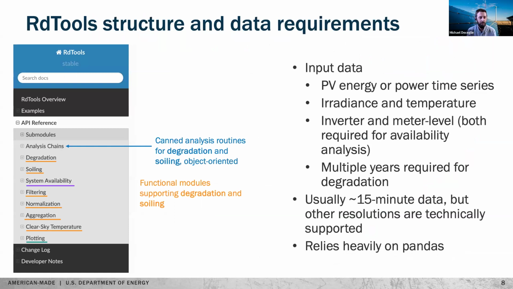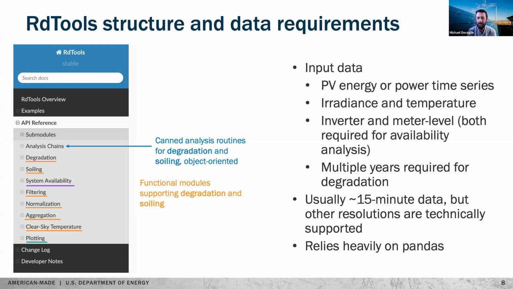A little bit about the structure of RD Tools. This is a screenshot from our Read the Docs. So you can see here, if you look at the submodule layout on the left-hand side, the part that I'll be talking about is the analysis chains module. This provides an object-oriented interface to deploy the entire degradation analysis and the entire soiling analysis. Everything underlined in orange are the functional submodules that support that though. So that's where you'll look if you want to just excise one piece and use it for something. Then Kevin will be talking about the system availability module, which I've underlined in purple. And then we've got a cross-cutting submodule for plotting things that touches various parts of the library.